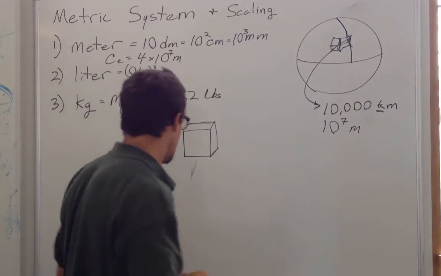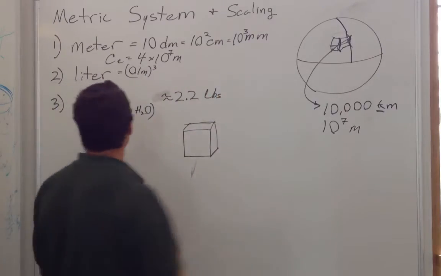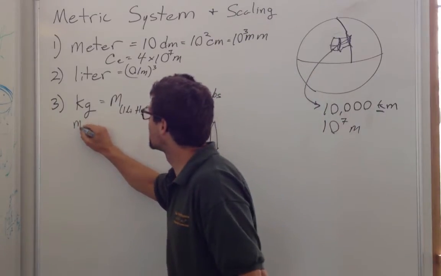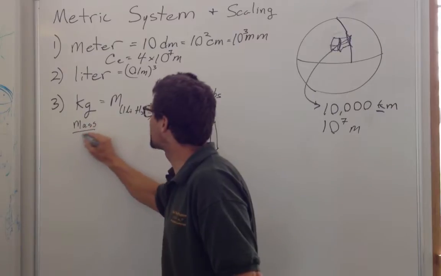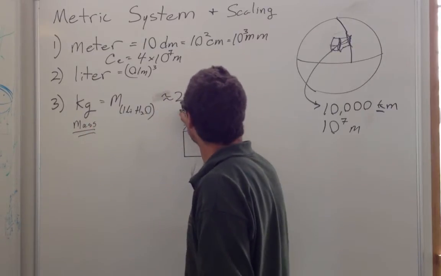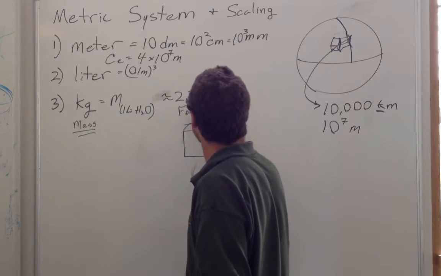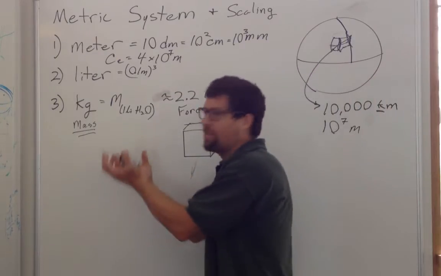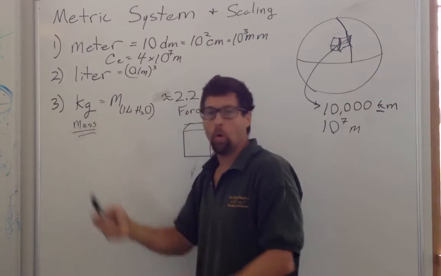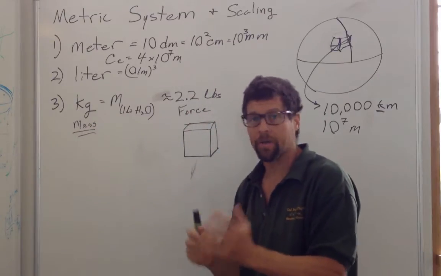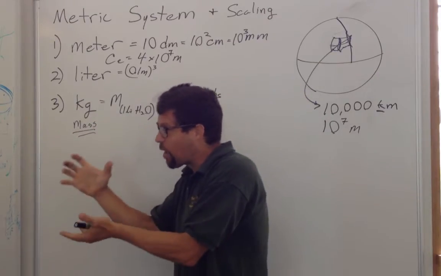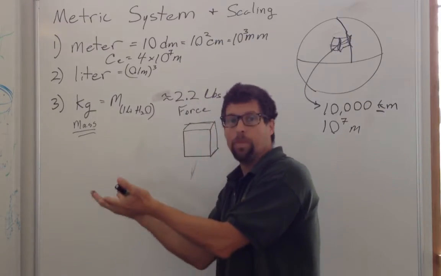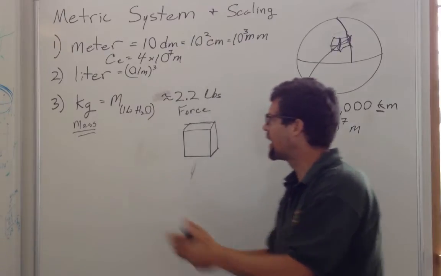Okay, however, now we have a problem, because this is a unit of mass, how much substance there is in something, and this is a unit of force. Right, so 2.2 pounds is actually the force of gravity acting on 1 kilogram of water. So the kilogram of water is the mass that I have. 2.2 pounds would be the force of gravity acting on it.